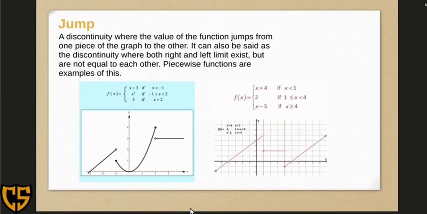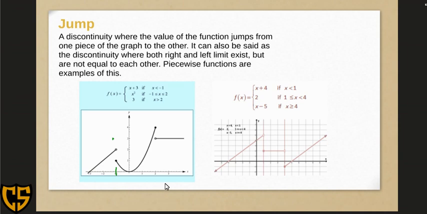Next, jump discontinuity. A discontinuity where the value of a function jumps from one piece of the graph to the other. Take note, jump discontinuity appears in our graph when we have piecewise functions. For example, you have one graph and then another graph. So for this value of x, you have two values of y. That is jump discontinuity.